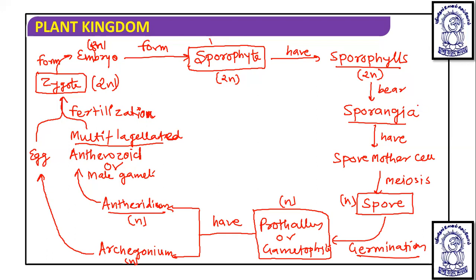Then sporophyll is diploid. Sporangia are diploid. Spore mother cell is also diploid. But after meiosis, the spore is haploid. And from the spore, the haploid generation starts, the gametophytic generation starts, and it continues up to the gametes. Now here, up to this stage, all structures are haploid.